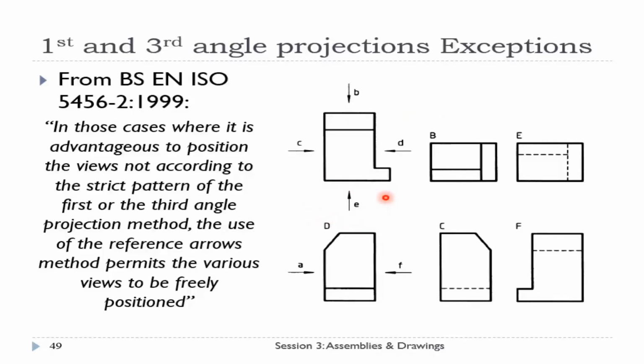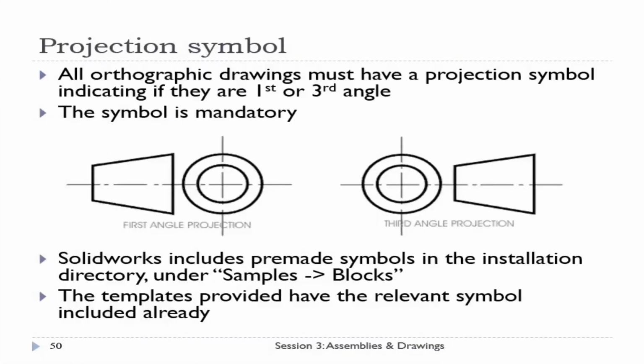And similarly, the bottom view is just positioned here. Normally in third angle it should be positioned at the bottom, or in first angle it should be positioned at the top. And here similarly, the view of D should normally be on either side of the main view, but if there is no space for that, it can be placed elsewhere using reference arrows.